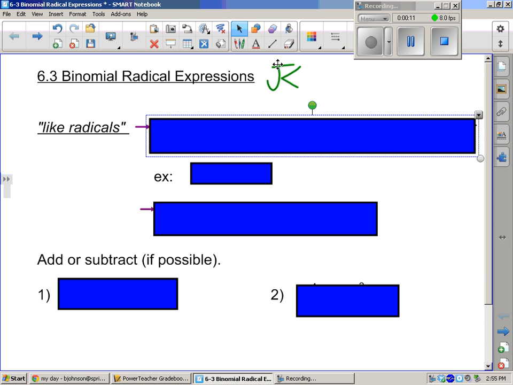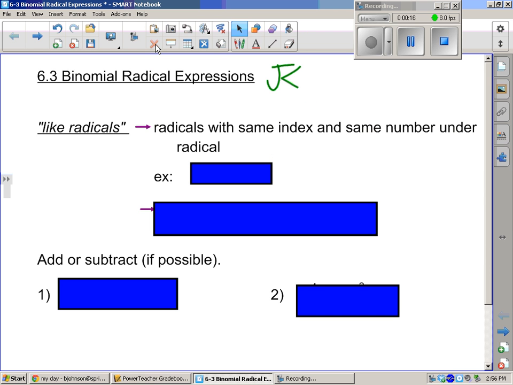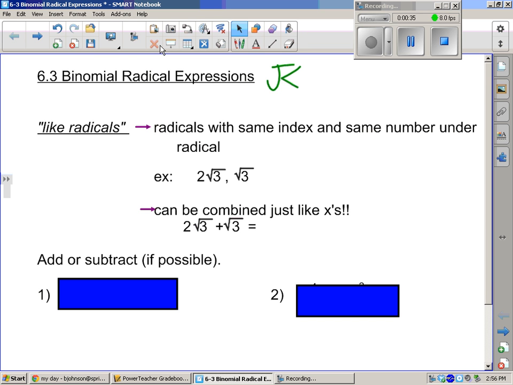Okay, we're going to talk about binomial radical expressions. We have something called like radicals. They are alike: the radicals with the same index, which is the little square root or cube root number, and the same number under the radical. So it's like a square root of 3 and a square root of 3. We have two of them, we have one of them. We should be able to call them like. They can be combined just like if they were x's, like 2x plus x is the same thing. So it's 3x, so on the top it'd be 3 root 3's.